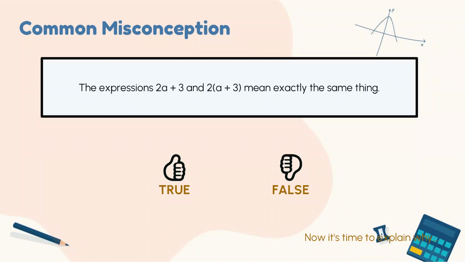Let's check a common misconception. The statement says 2a + 3 and 2(a + 3) mean exactly the same thing. Is that true or false? Pause the video and think carefully. Ask yourself, in each expression, what is the 2 multiplying?